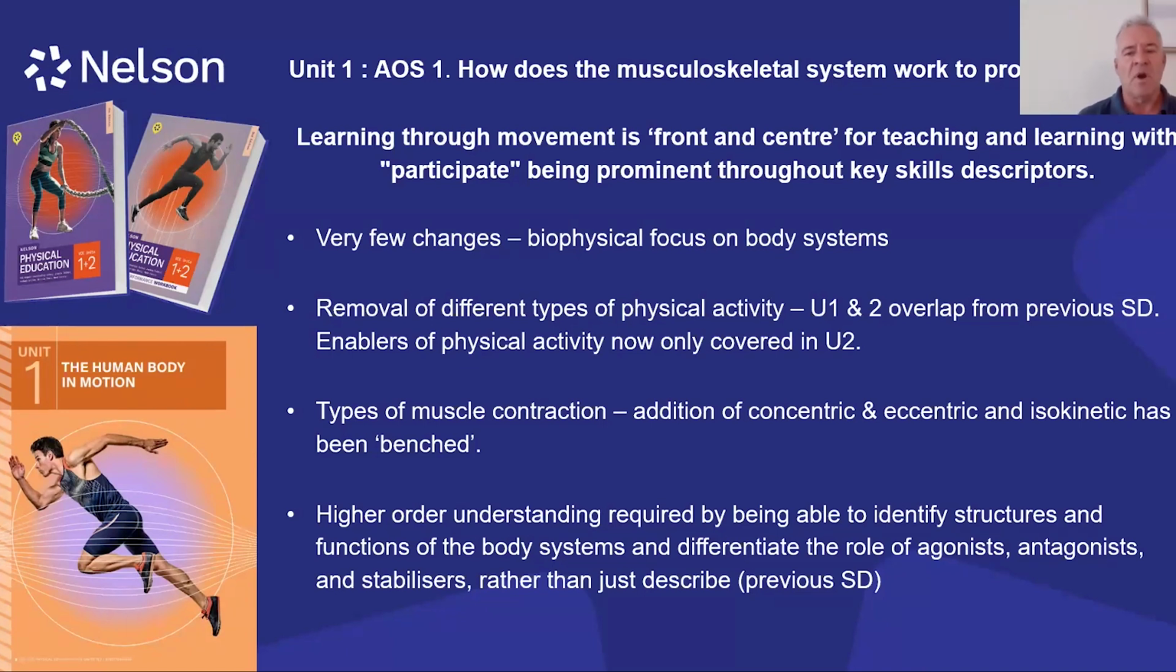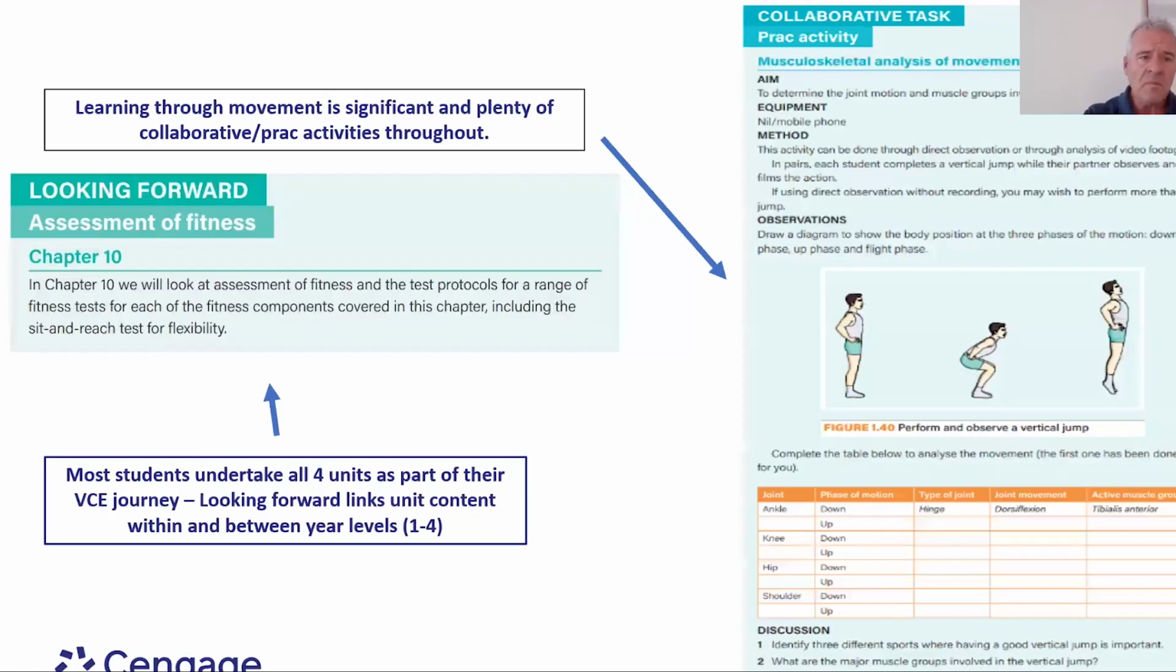Students need to differentiate the role of agonists, antagonists, and stabilizers. In our current study design, they've simply had to describe. Moving forwards from next year onwards in the new design, they have to actually identify and differentiate those different roles and relationships between them, which is a higher order task. And I think it's long been wanted to be added to the new study design.